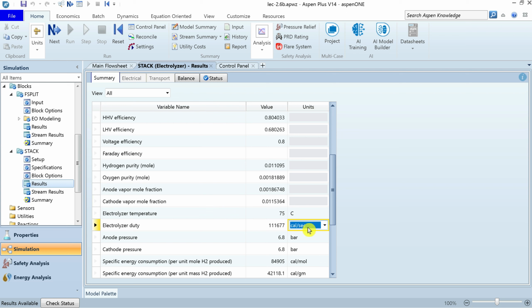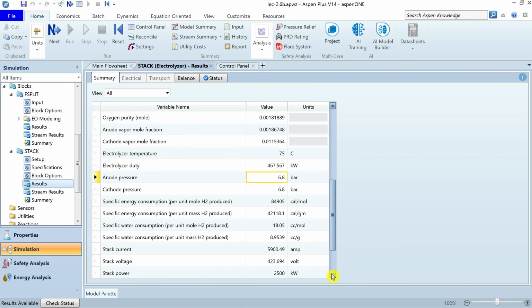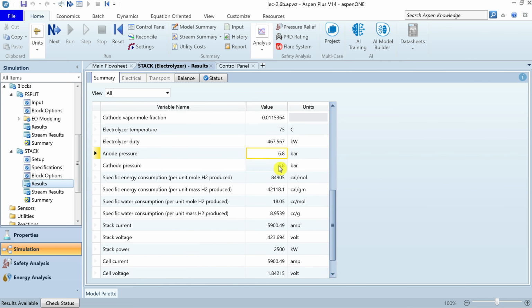The duty of the electrolysis stack is also calculated, and that is 467.56 kilowatt. So that means for the isothermal operation of the stack at 75 degrees Celsius, there is 467.56 kilowatt thermal duty attached to the electrolyzer. With the 0.2 bar pressure drop, the discharge pressures in each of the fluid channels are 6.8 bar. The energy consumptions per unit mole of hydrogen production and per unit mass of hydrogen production are also calculated.